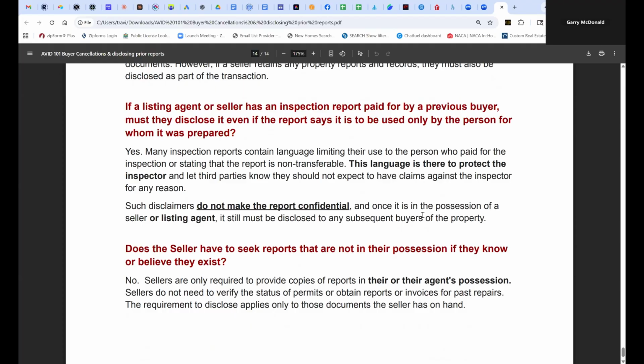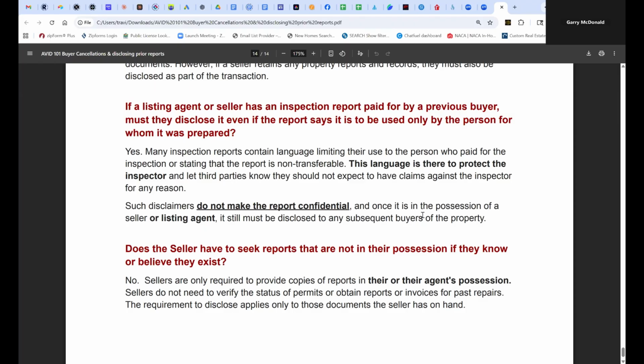If a listing agent or seller has an inspection report paid for by a previous buyer, must they disclose it, even if the report says it is to be used only by the person for whom it was prepared? So this is not an excuse to not provide a previous inspection. So many inspection reports contain language limiting their use to the person who paid for the inspection or stating that the report is non-transferable. This language is there to protect the inspector and let third parties know that they should not expect to have claims against the inspector for any reason.